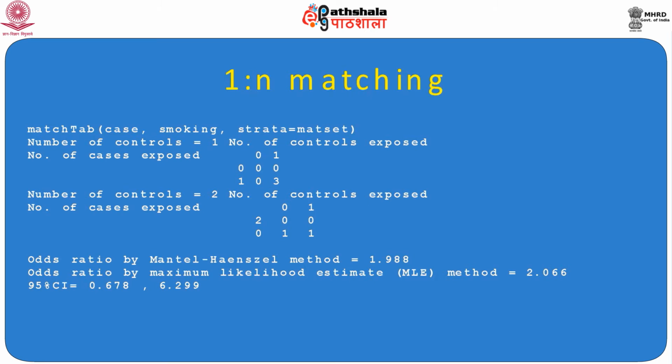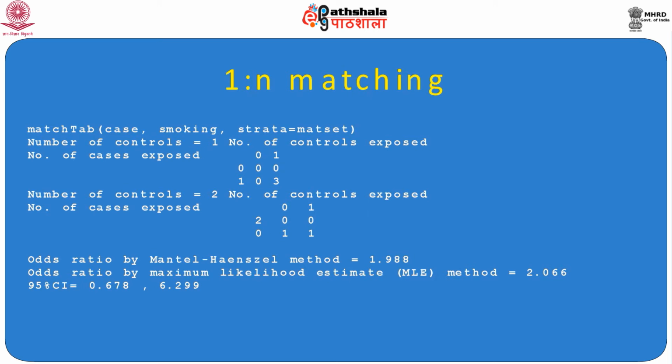Here, in this function matchTab, we are getting two kinds of odds ratio. One is by the Mantel-Haenszel method, and the other is by the MLE, maximum likelihood estimate, method. For both cases it's coming near to 1. One is 1.98 and the other is 2.06, but since the confidence interval is between 0.67 and 6.29, we can state there is no significant odds ratio. So in terms of cases and controls, exposure has an equal role; that can be concluded from these results.